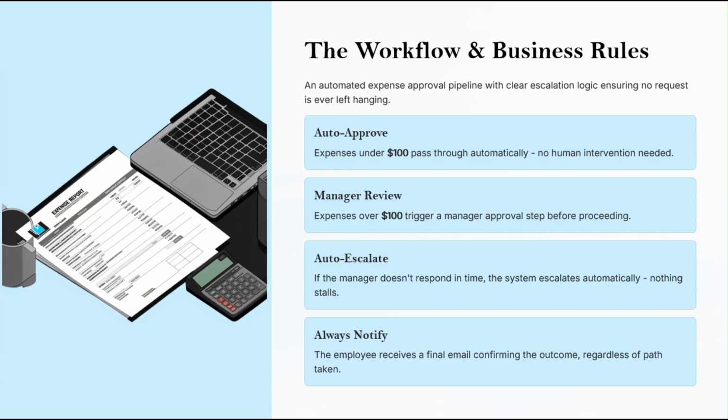The rules for the workflow are pretty straightforward. Like if an employee asks for less than $100, we can just auto approve, so they get paid first. And if it's over $100, we can pause and ask their manager. But if that manager ignores the request, we don't want the employee waiting forever. So I added a timer to automatically escalate it. Either way, the employee gets an email update at the very end.